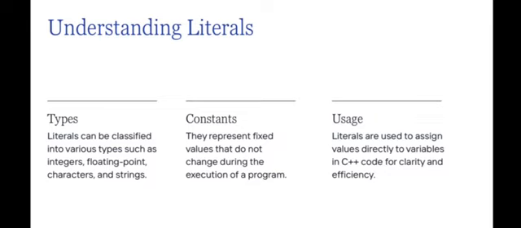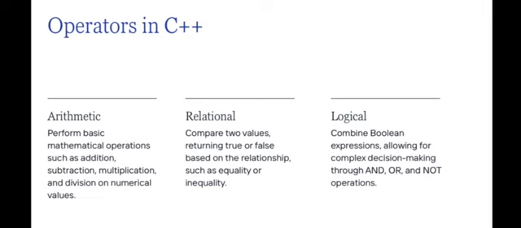Operators in C++. Now let's discuss operators, which are among the most powerful tokens in C++. Operators are special symbols that perform operations on variables and values. C++ provides many kinds of operators. Arithmetic operators like plus, minus, star, and slash help us perform mathematical calculations.